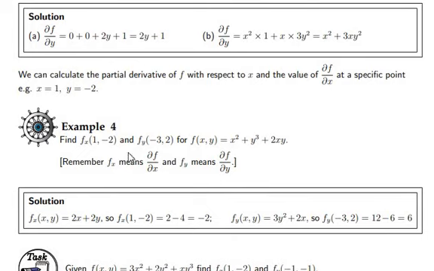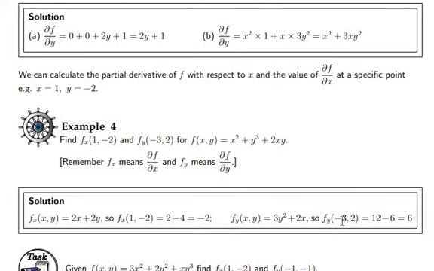So del f del x at 1 and minus 2 is what? You replace x by 1 and y by minus 2 in the expression. So by simplifying you will get the value should be minus 2. Similarly, del f del y for the given function is what? Del y of x square is 0, del y of y cube is thrice y square, plus twice x.